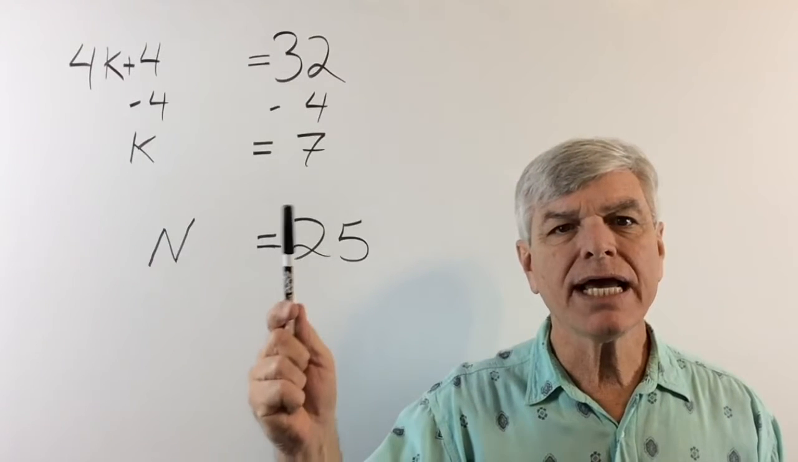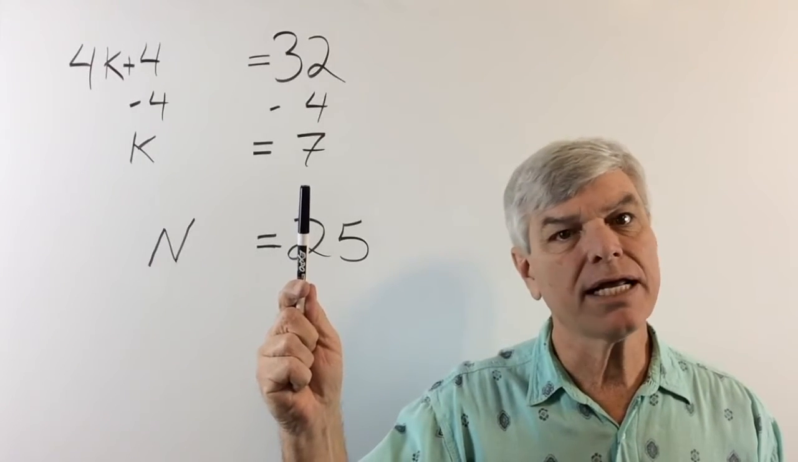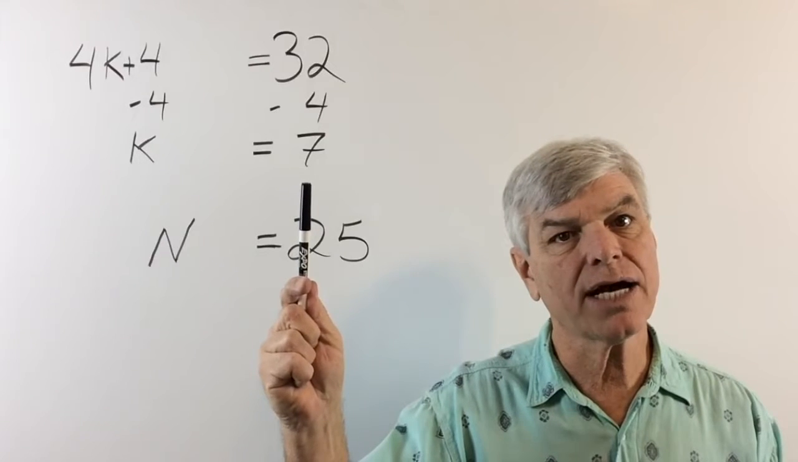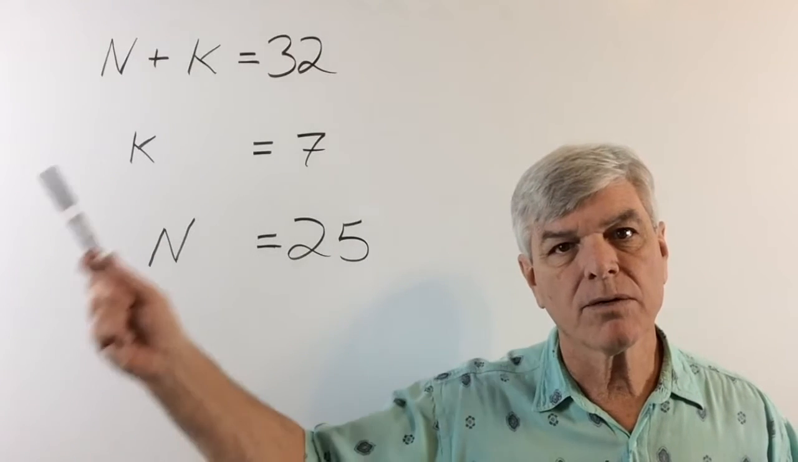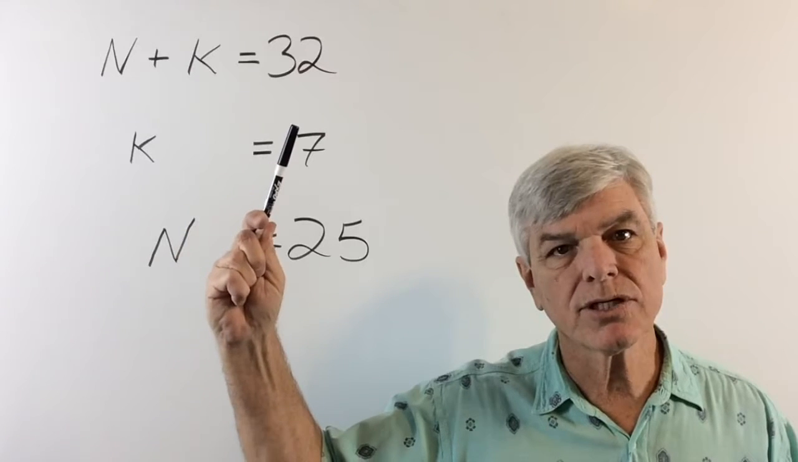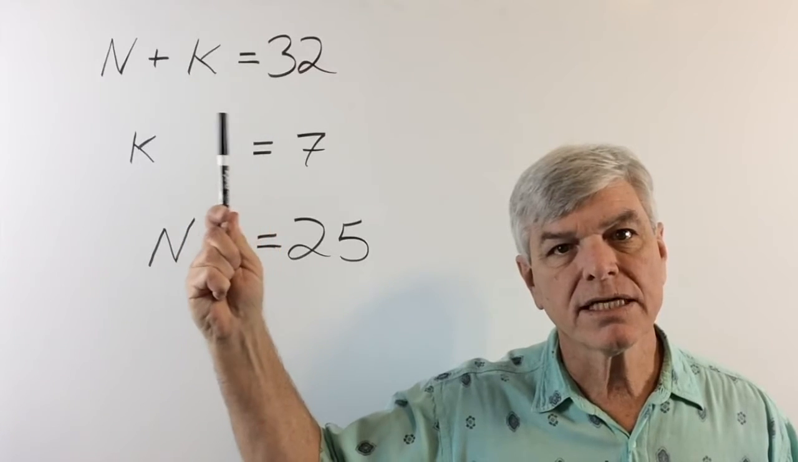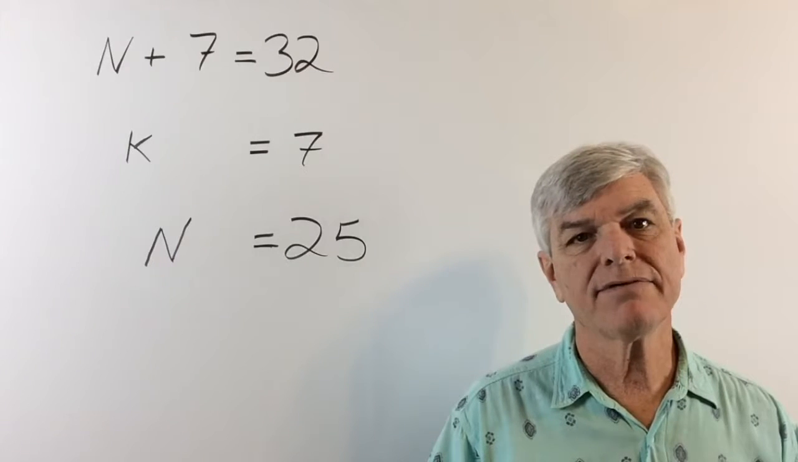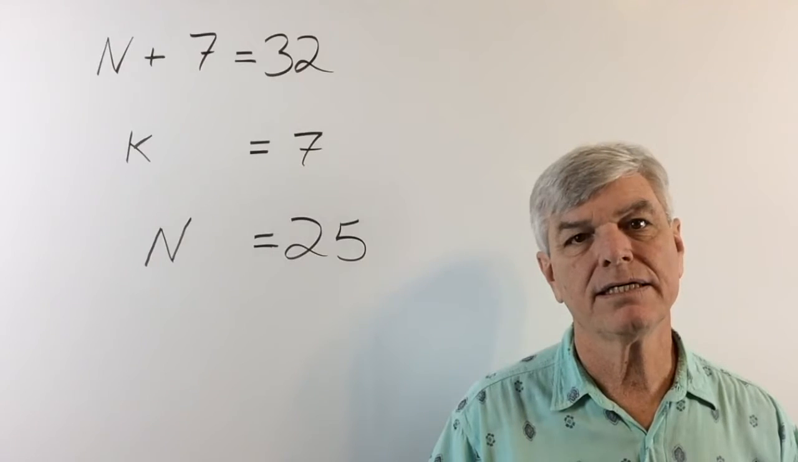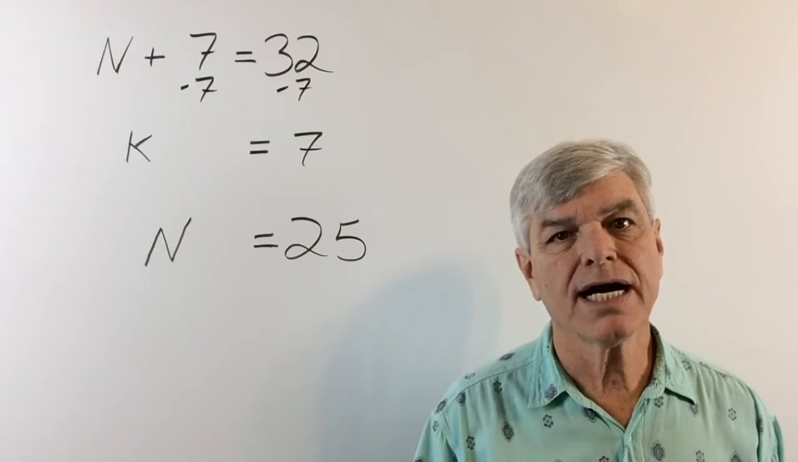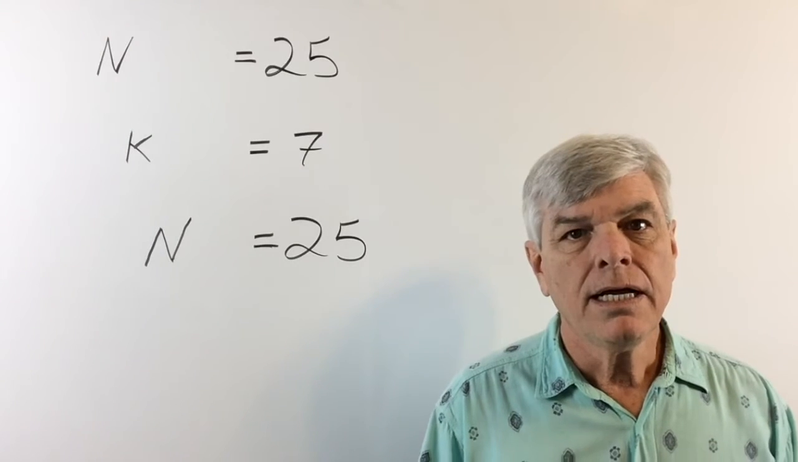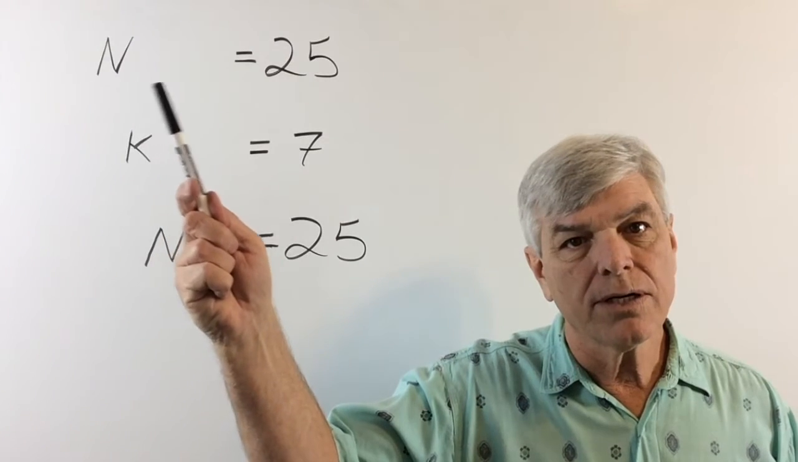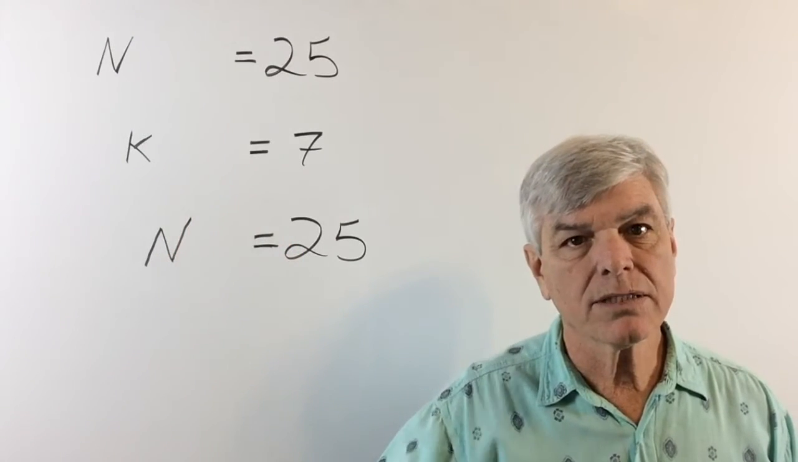And we could have taken that 7 and substituted it into the first formula. Let's try that. Our first formula was n plus k equals 32. Let's substitute in the 7 here. And now we have n plus 7 equals 32. Let's subtract 7 from both sides. And if you do that, that's going to isolate our n, and 32 minus 7 is 25. So Nicole equals 25.